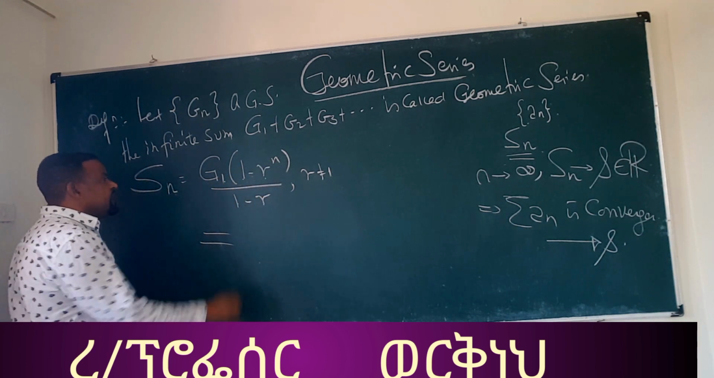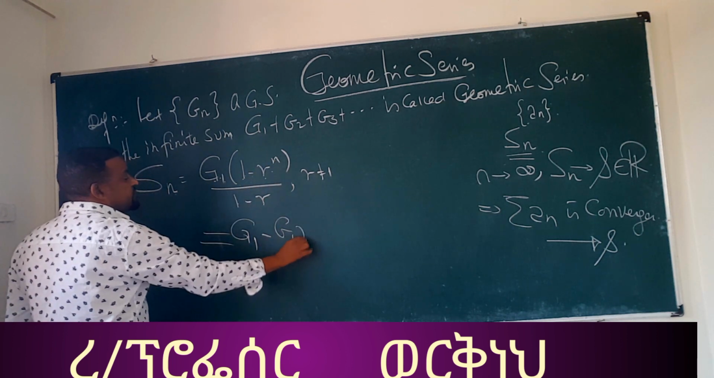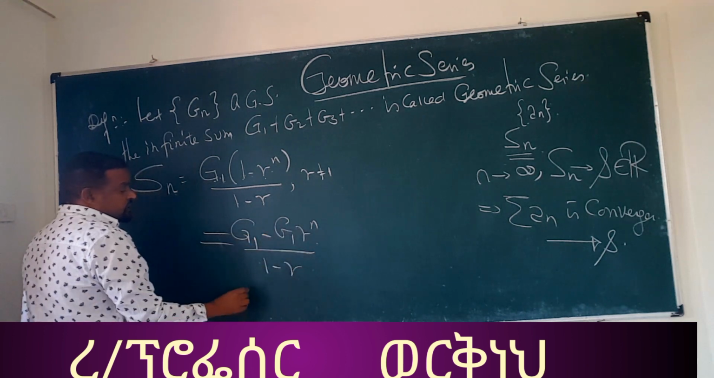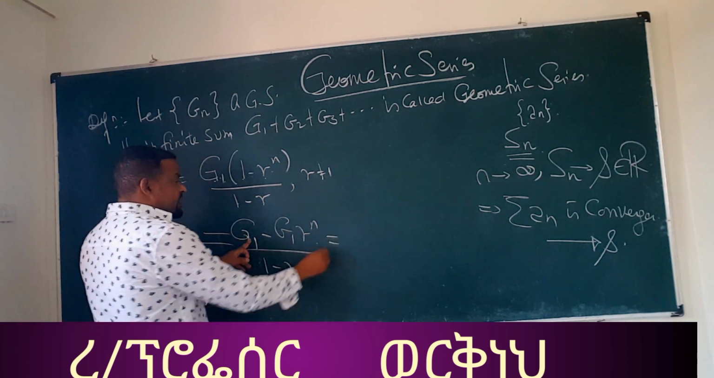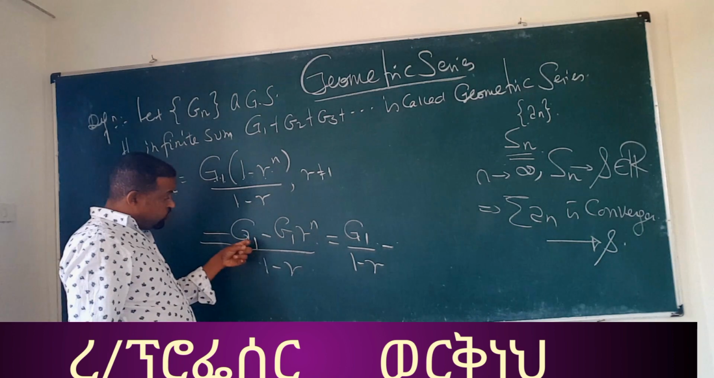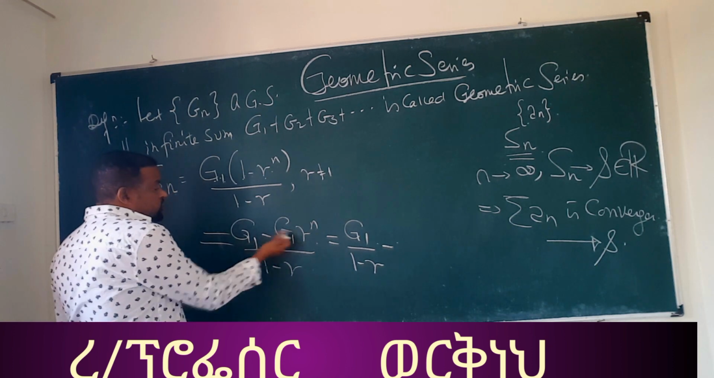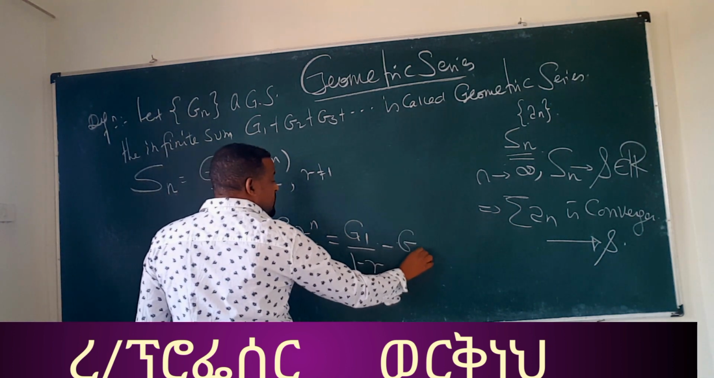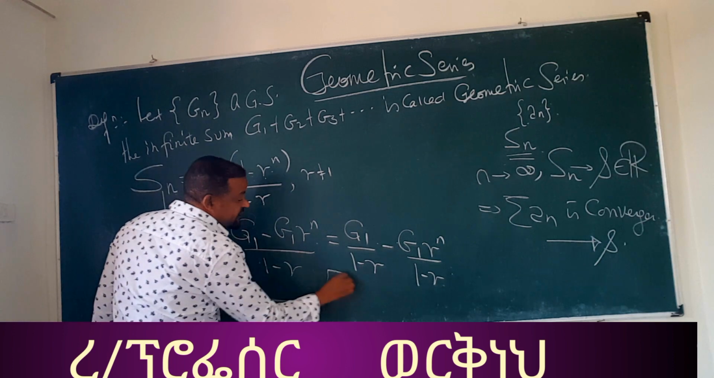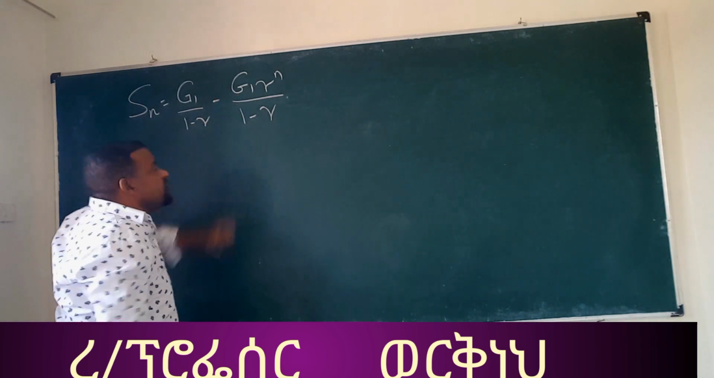When this is simplified, we multiply through: G1 times 1 is G1, minus G1 times r to the power of n, over 1 minus r. This 1 minus r serves for both numerators, so this will be G1 over 1 minus r minus G1 times r to the power of n over 1 minus r. So the partial sum, simplified, came out like this. Good. So now let's treat it.